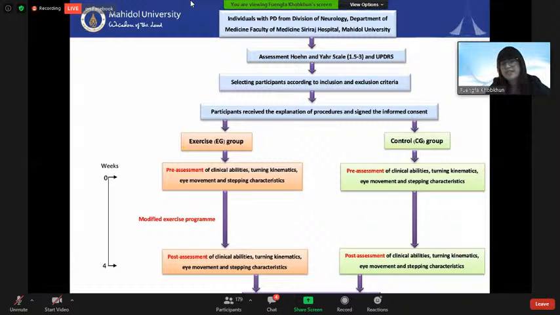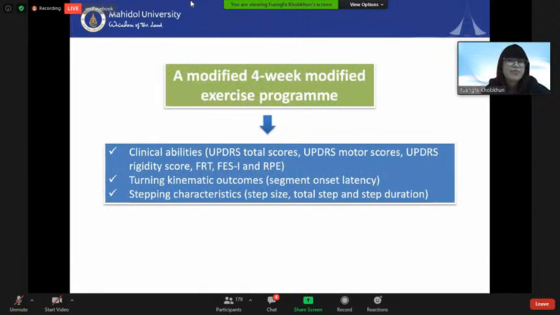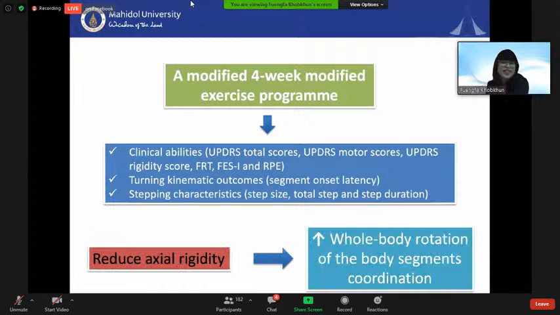So what did I find? My exercise program can improve clinical abilities, including the Unified Parkinson Disease Rating Scale total score, motor score, and rigidity score. The Functional Reach Test, which tests dynamic balance, improved. Falls efficacy scale improved, and rating of perceived exertion improved. In turning kinematics, segment onset latency improved. And in stepping characteristics, step size, total steps, and step duration improved also. So I concluded that reduced axial rigidity can improve whole body rotation and body segment coordination.